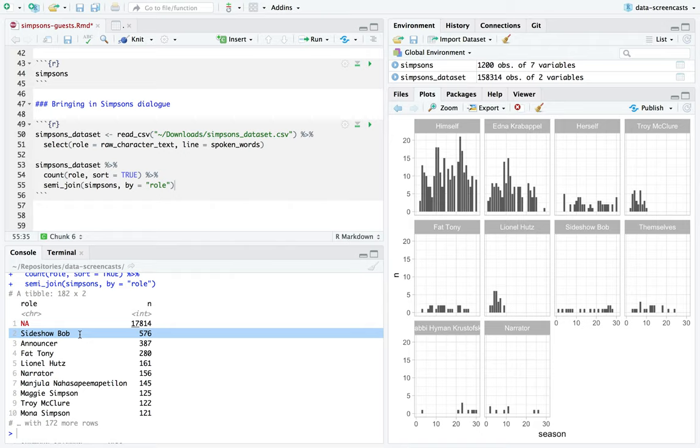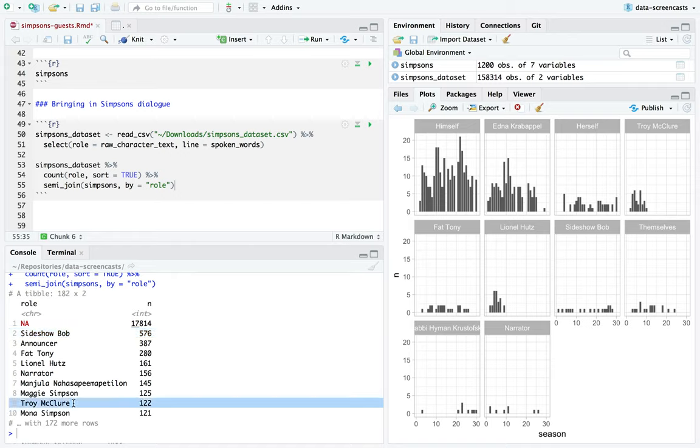Now we know what direction we're going to go with this analysis, something along the lines of lines per episode for guest characters. So Sideshow Bob, when he appears, tends to take over a whole episode. I don't know if anyone who's not at least a casual viewer is bothering to watch this screencast as opposed to waiting for the next one, but Sideshow Bob is a guest character that often appears as a villain for a whole episode, whereas Troy McClure is more of a running joke who will appear for one minute at a time.